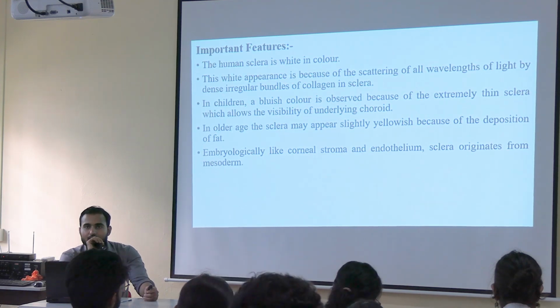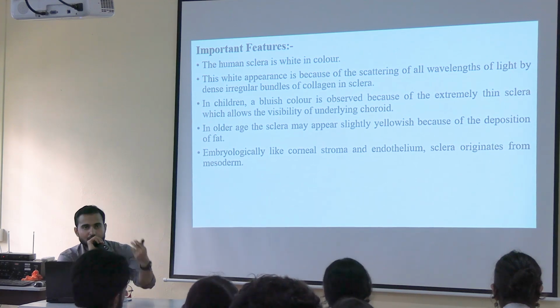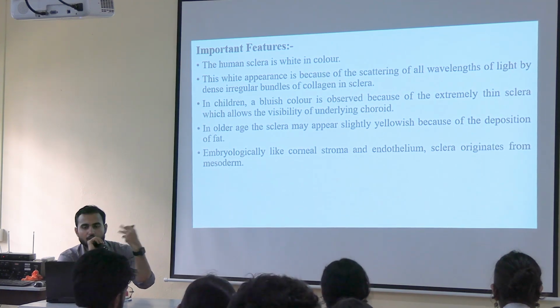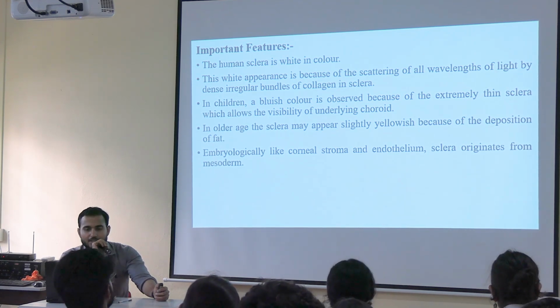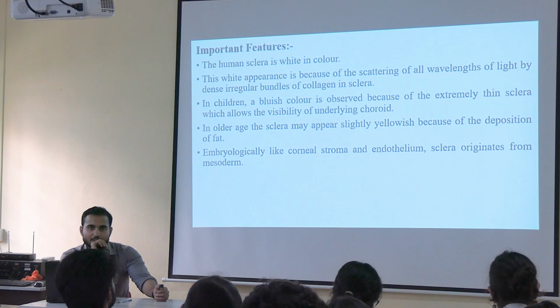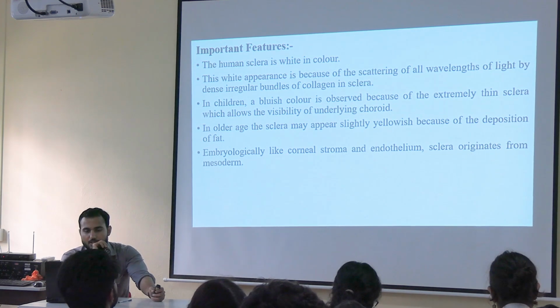So the human sclera, as I said, is white in color. Why is it white in color? Because whenever the light is falling on it, the light of all wavelengths gets scattered by the dense irregular bundles of collagen fibers of the sclera. That is the reason why it appears white.